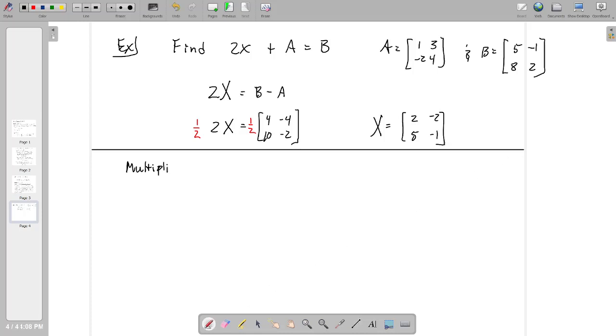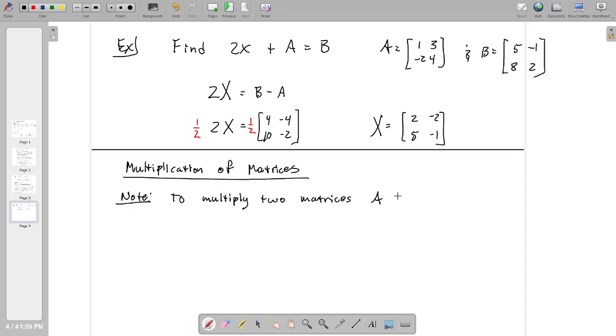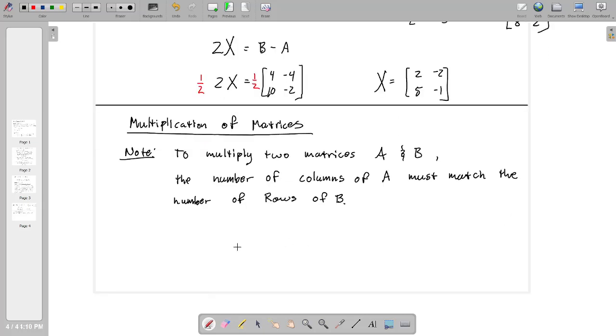Right, the next topic I want to talk about is multiplication of matrices. Now, this topic is actually pretty tricky, so we're going to spend a little bit of extra time on this. Note, to multiply two matrices A and B, the number of columns of A must match the number of rows of B. So suppose that we have A is an m by n matrix, and we want to multiply B, which is an n by p.